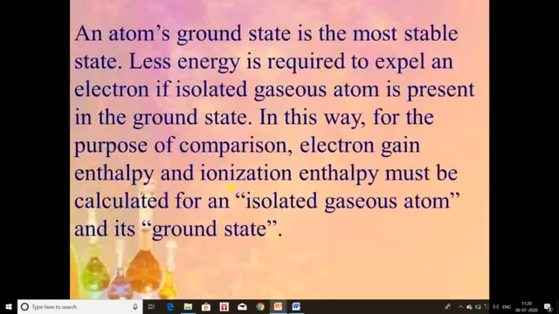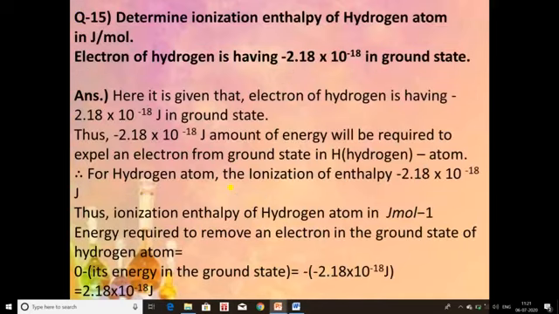Now, an atom's ground state is its most stable state. Less energy is required to expel or remove an electron if the isolated gaseous atom is present in the ground state. So for the purpose of comparison, electron gain enthalpy and ionization enthalpy must be calculated for an isolated gaseous atom in its ground state.